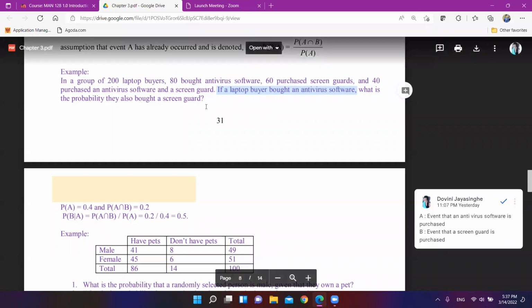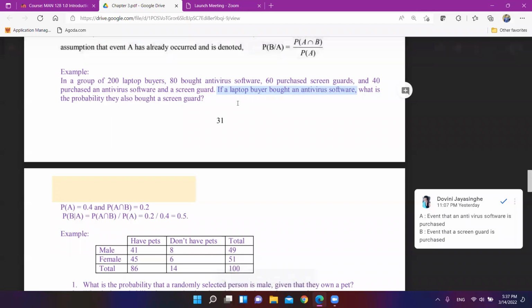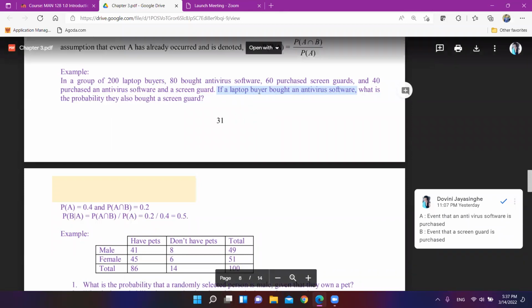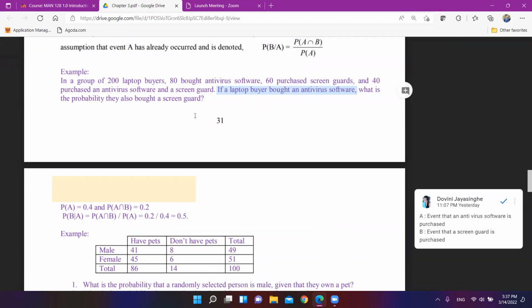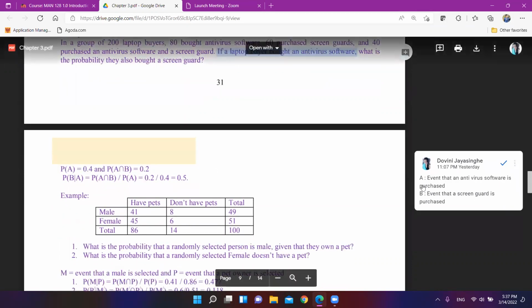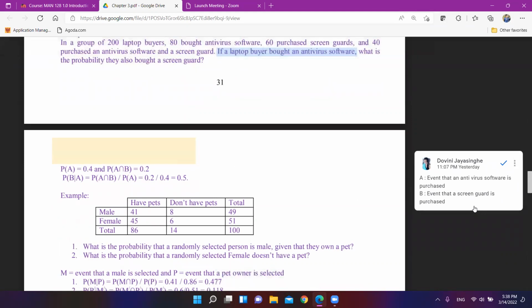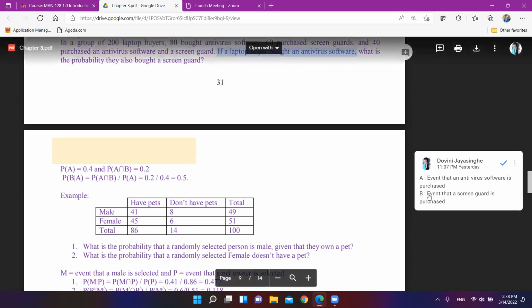So we are supposed to compute the probability of a person buying an antivirus software given that he has already bought a screen guard. So here these things are missing, so I put it as a comment. I put the comments in last night. So this is already uploaded and updated in the Google Drive.